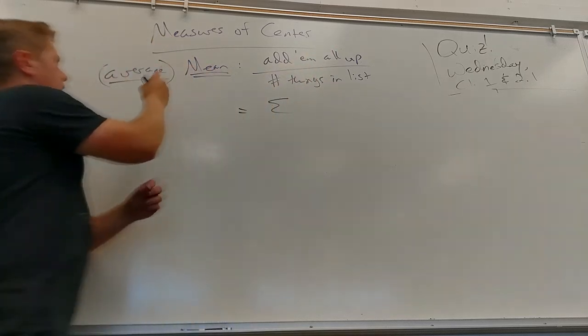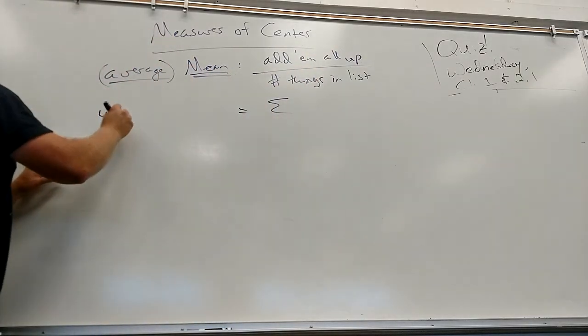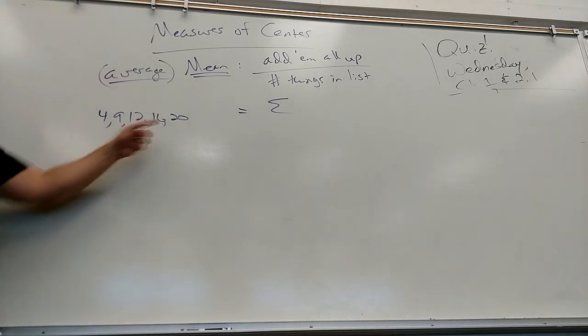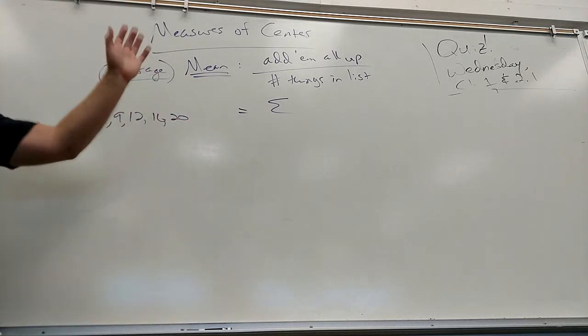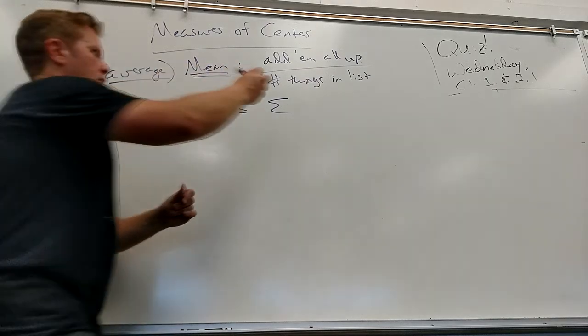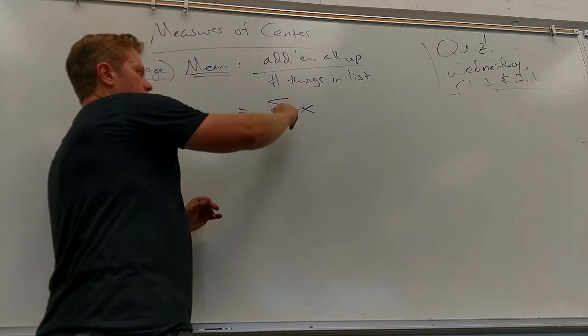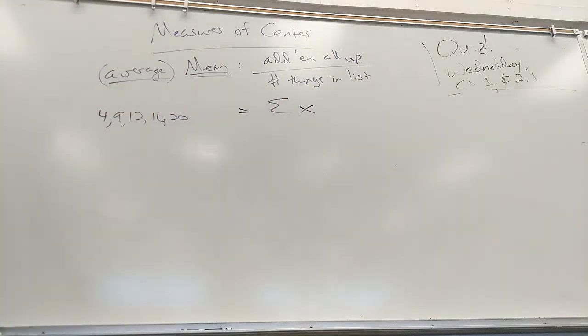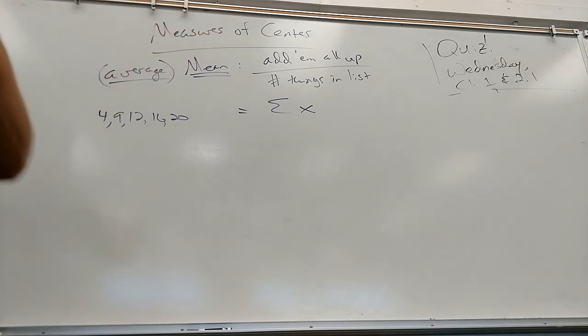And if I had a list of data, 4, 9, 12, 16, blah, blah, blah, what would I use to represent all of the values at once? Well, what thing do we use to represent a bunch of values? In algebra, we use x. So that means add up all the data values in my list. See why math people like that? It's a whole sentence in 2 symbols. We love it. But then for math students, you just have to learn how to translate.